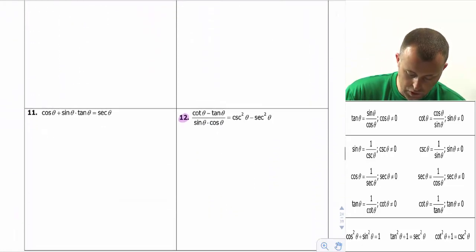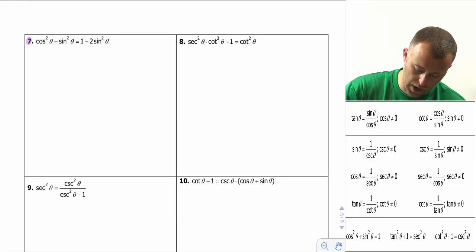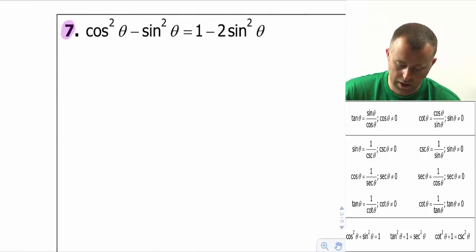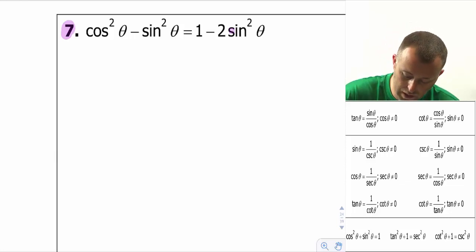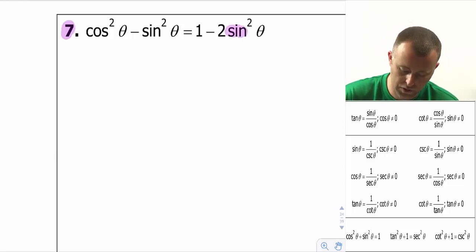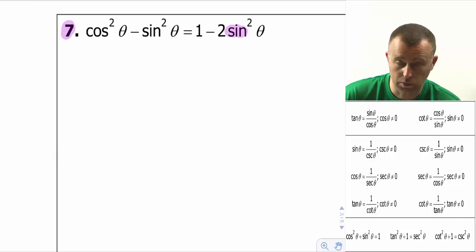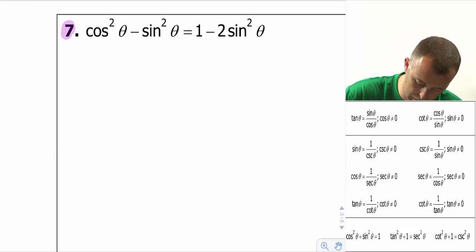To finish up here, we have 2 more to do, just to give you some practice. So on number 7, it may be hard to see which side needs to be simplified, but remember, look at how many unique trig functions there are on each side. The right-hand side here only has 1. The left-hand side has 2. So I'm going to start with the left-hand side.